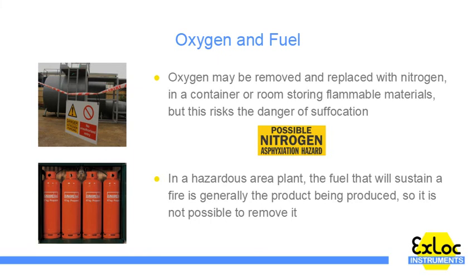In a potentially explosive atmosphere or hazardous area, the fuel that will sustain a fire is generally the product being produced or a necessary part of the manufacturing process. This could be a solvent, gas, flammable powder including certain foodstuffs, or petroleum products. Hence we can see that it would not be possible to remove the fuel to avoid a fire in such environments.